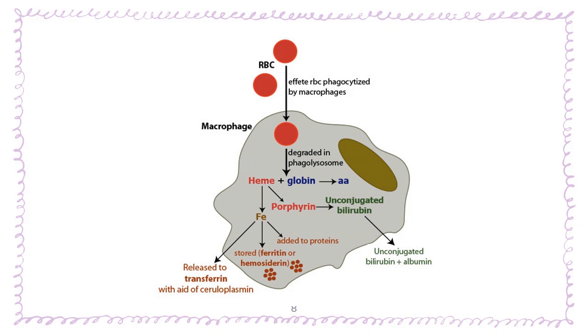So this is a picture illustrating what we have just discussed. You can see that the macrophage is breaking down the hemoglobin into heme and globin, and with the porphyrin ring, the tetrapyrrole ring, we are getting towards the bilirubin pathway, whereas the iron will either get released to transferrin in the serum, or it will get stored or added to proteins.